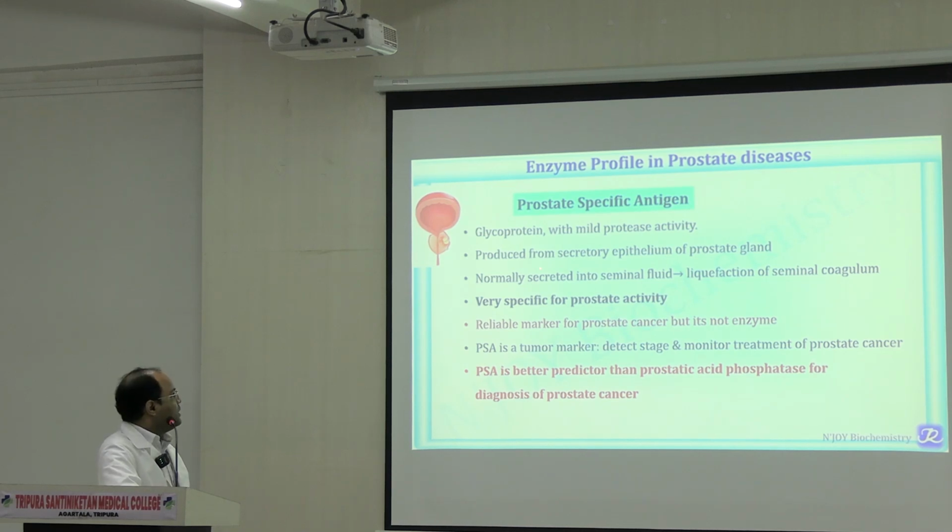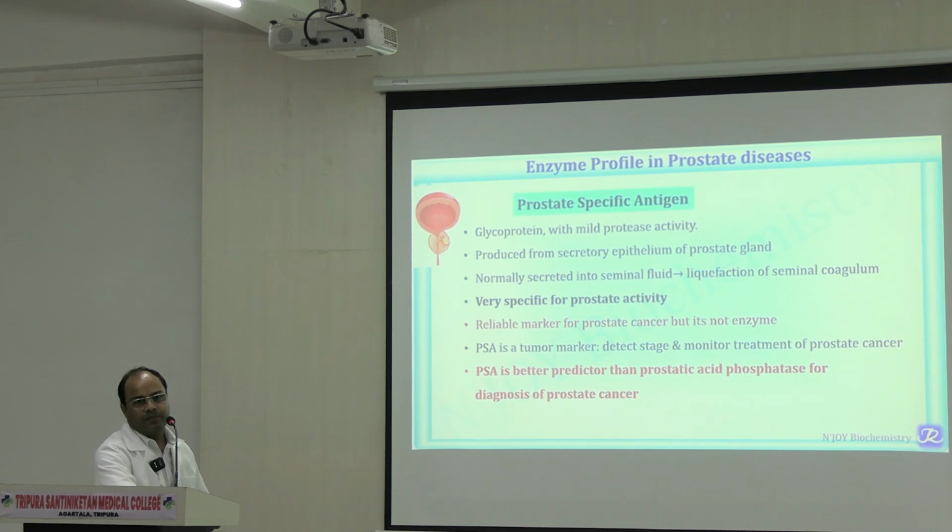Okay, produced from the secretory epithelium of the prostate gland, normally secreted into seminal fluid. The function is liquefaction of seminal coagulum. And this is very specific for prostate activity. PSA is a tumor marker, so it detects, stages and monitors treatment of prostate cancer.